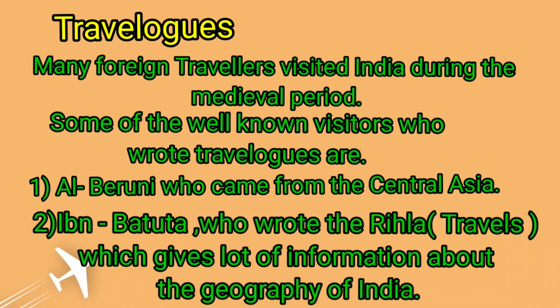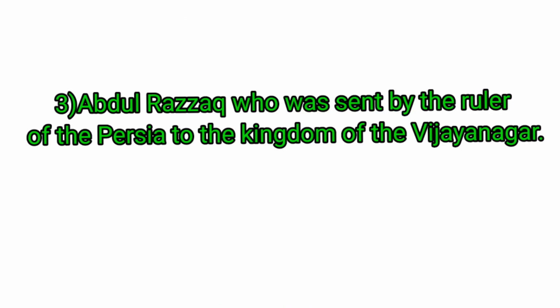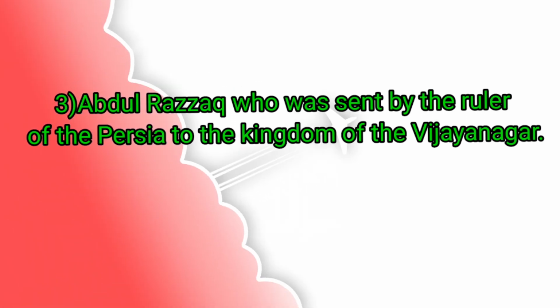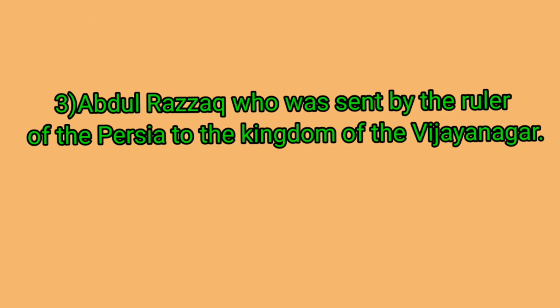Travelogues. Many foreign travelers visited India during the medieval period. Some of the well-known visitors who wrote travelogues are: first, Al-Biruni, who came from Central Asia; second, Ibn Battuta, who wrote the Rihla, which gives a lot of information about the geography of India; and Abdur Razzaq, who was sent by the ruler of Persia to the kingdom of Vijayanagara.